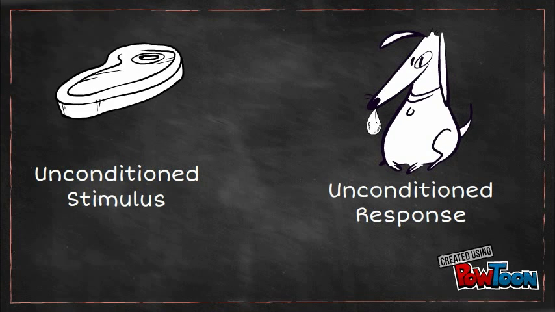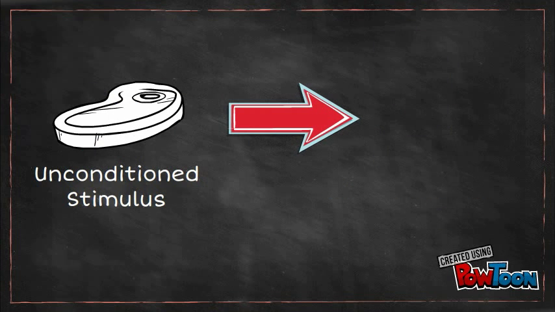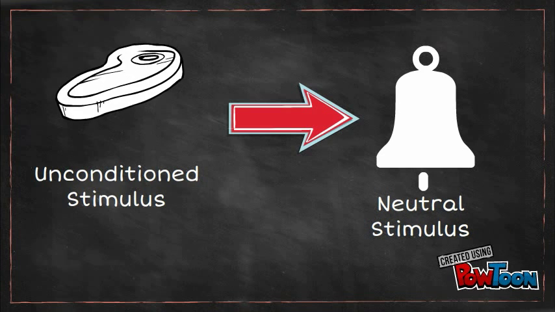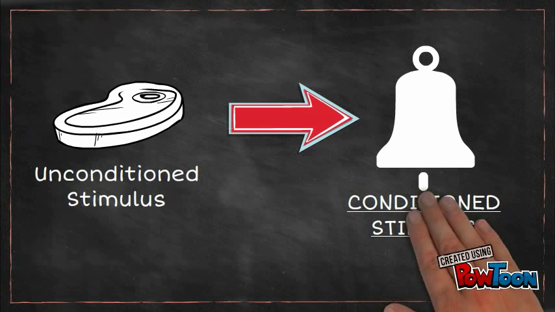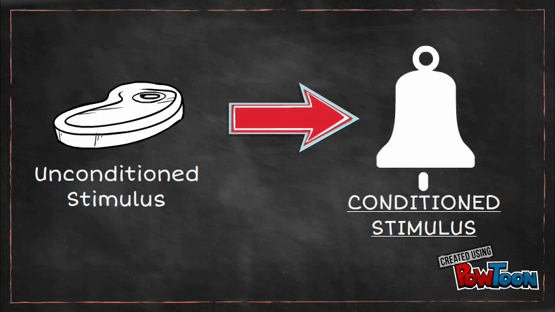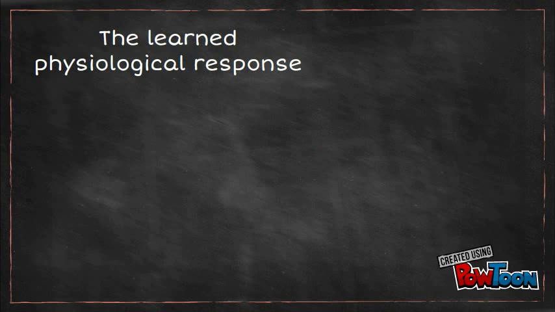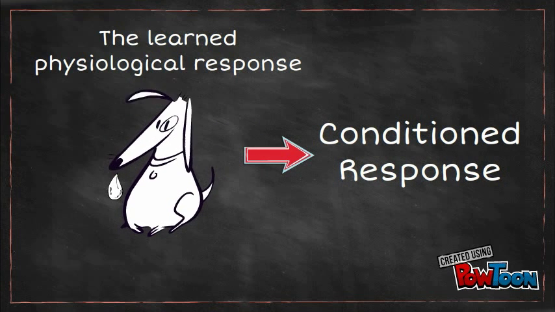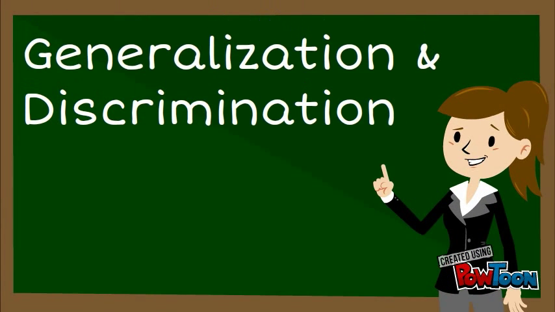No one trains a dog to salivate over some steak, but when you pair an unconditioned stimulus with something that was previously neutral and didn't impact one's behavior, that neutral stimulus becomes a conditioned stimulus. By associating the bell with food, the learned physiological response of salivating produced a conditioned response. Make sense? Another important aspect about classical conditioning is generalization and discrimination.